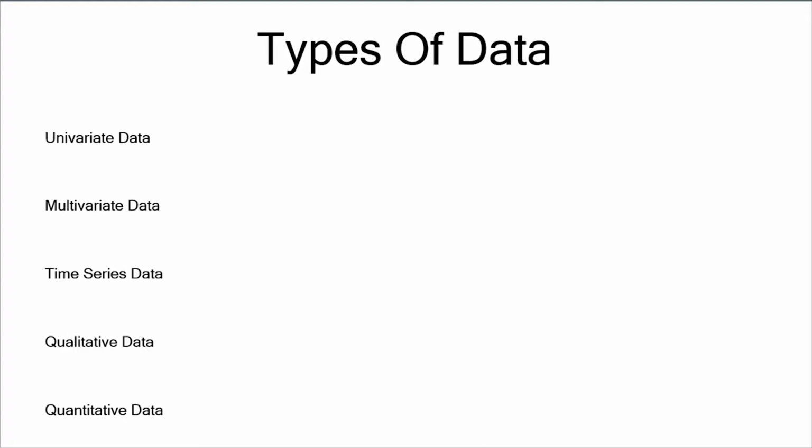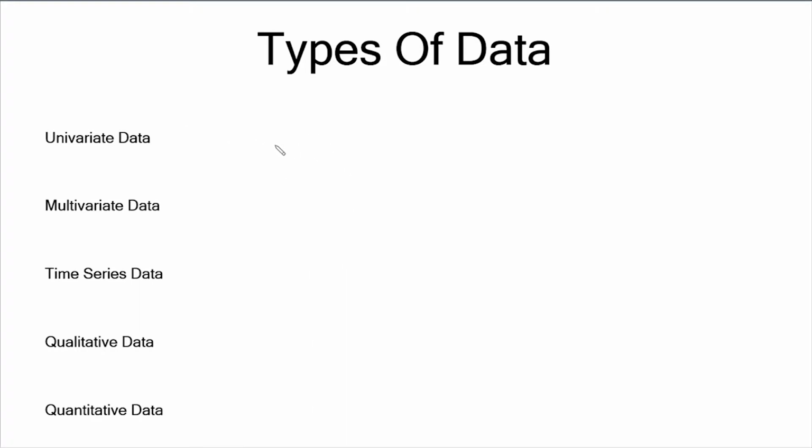Let's begin. I'm going to go over 5 types of data that we're going to go through. They are univariate, multivariate, time series data, qualitative data, and quantitative data. Hopefully after this you'll have a pretty good understanding of what each of these are. Let's begin with univariate data.